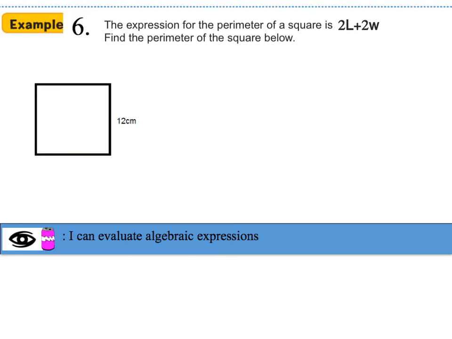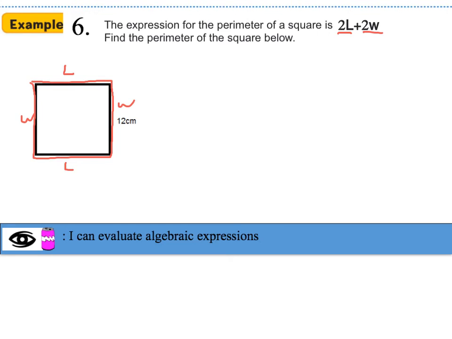For example 6, it says the expression for the perimeter of a square is 2 times L plus 2 times W. So think back to your PE class when your PE teachers say run the perimeter. They're asking you to run around the field. So here the perimeter means everything around the square. So I've got 2 lengths. This is the length, and I have 2 widths, which is the reason why I have 2 lengths plus 2 widths as my expression.